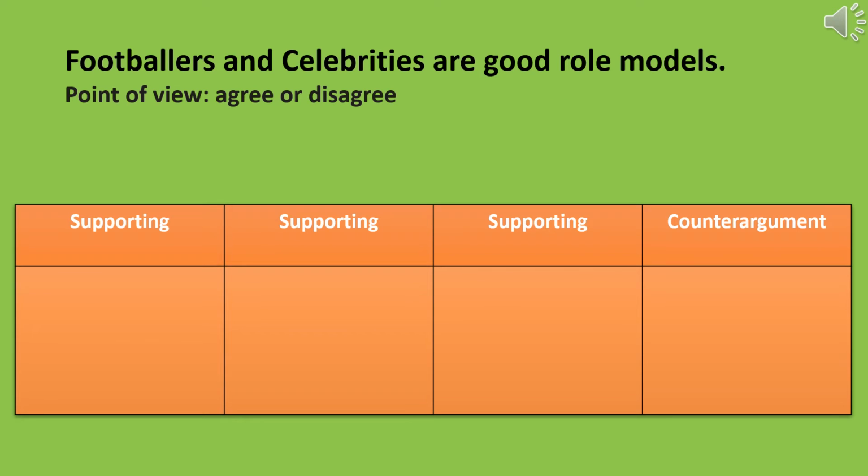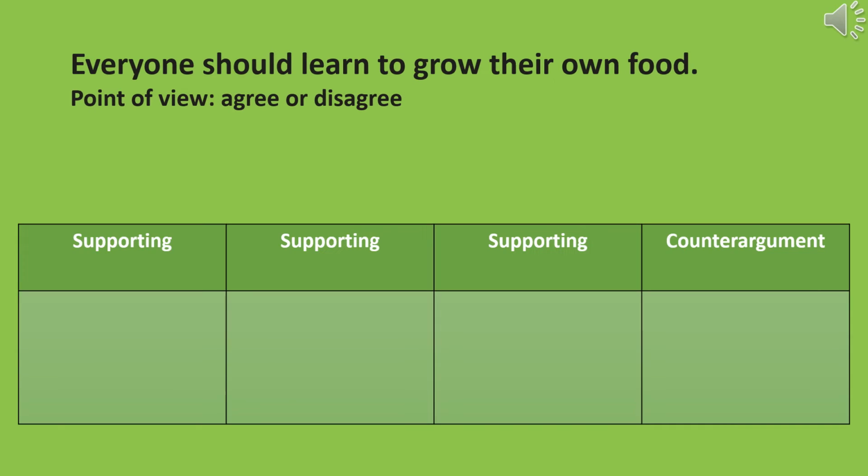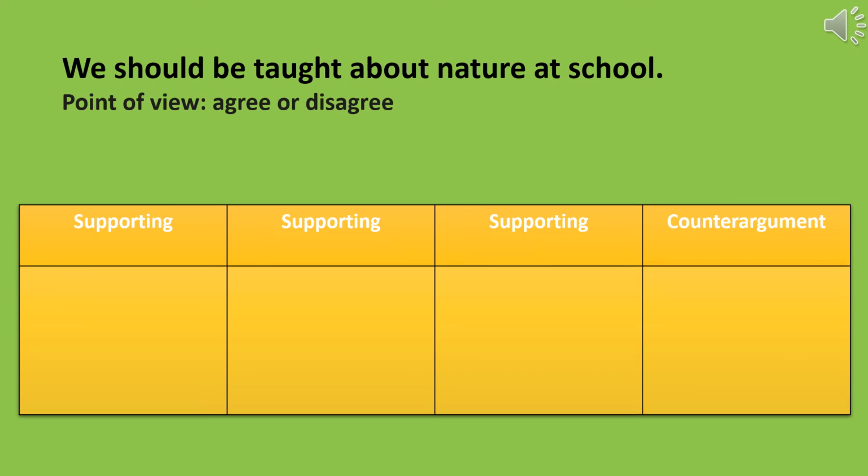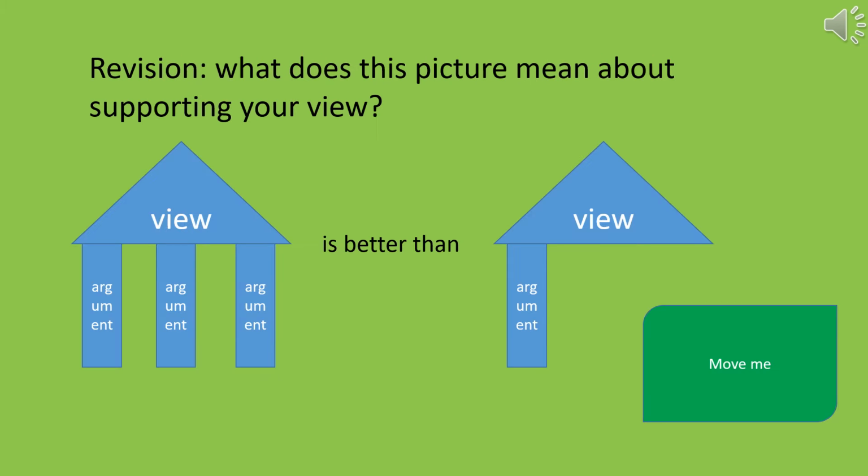Footballers and celebrities are good role models. Do you agree or disagree? Everyone should learn to grow their own food. Do you agree or disagree? Everyone should visit a prison before leaving school. Do you agree or disagree? We should be taught about nature at school. Do you agree or disagree? Do you remember what this diagram means?